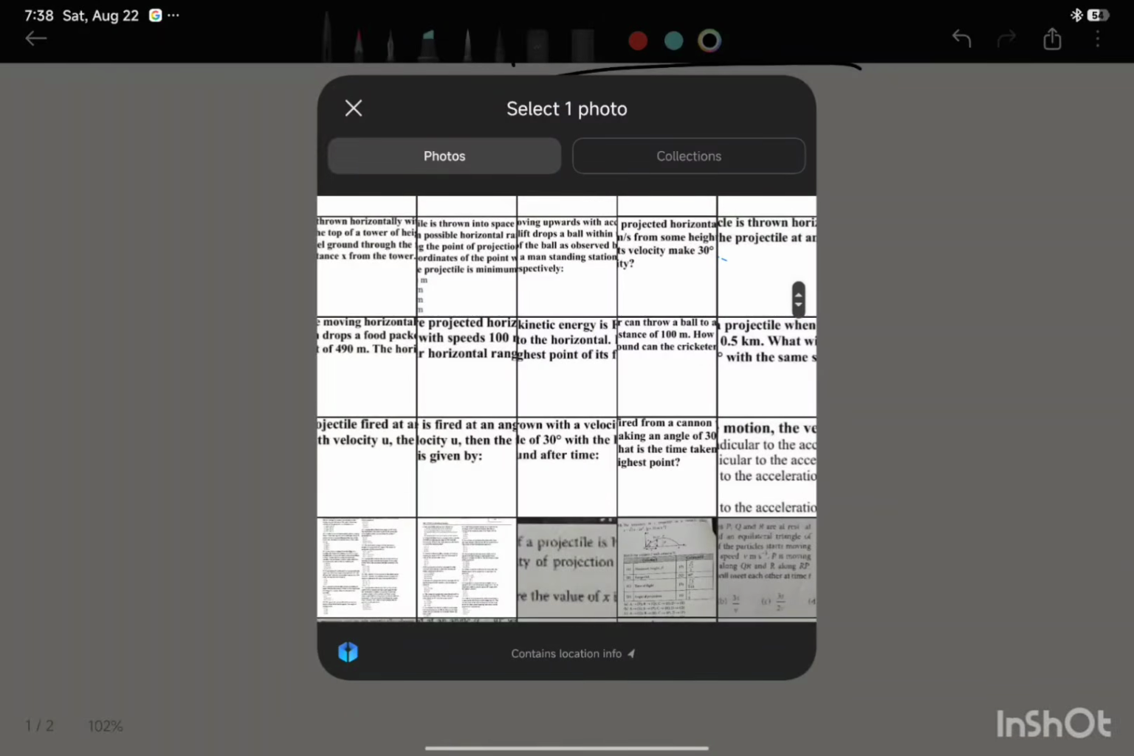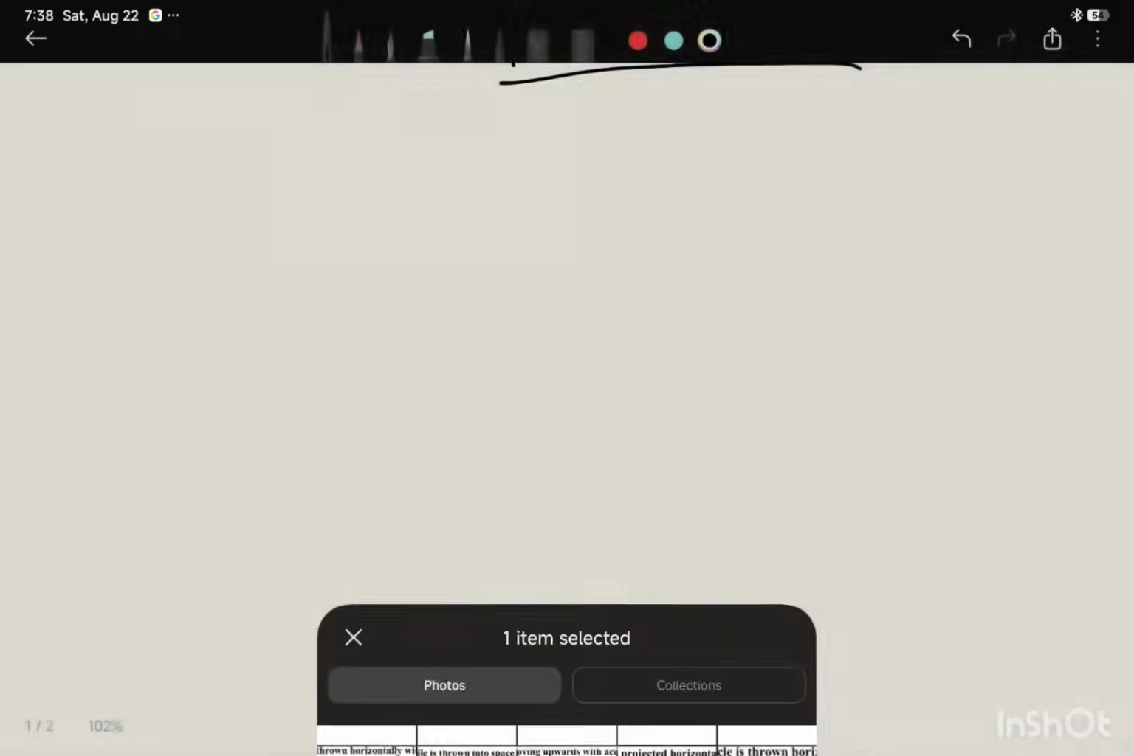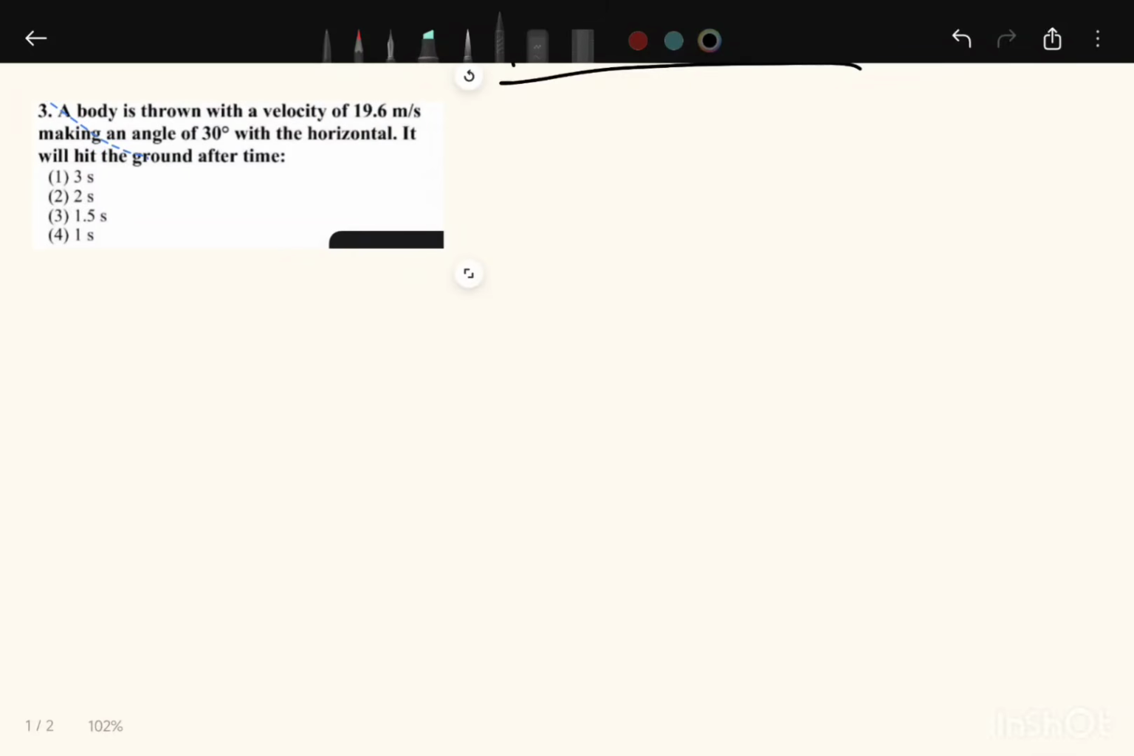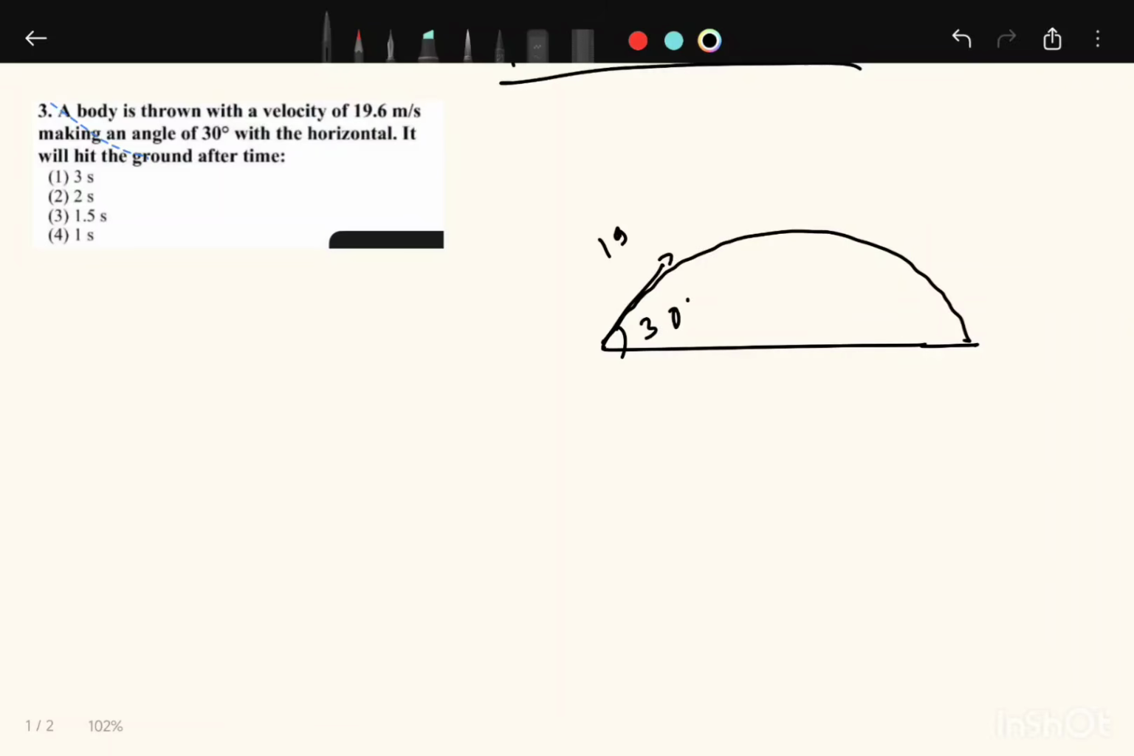The third question is, you have a body that is thrown with a velocity of 19.6 meter per second, making an angle of 30 degree with the horizontal. It will hit the ground after time. So you are throwing a body with a velocity of 19.6 meter per second and an angle of 30 degree, right?